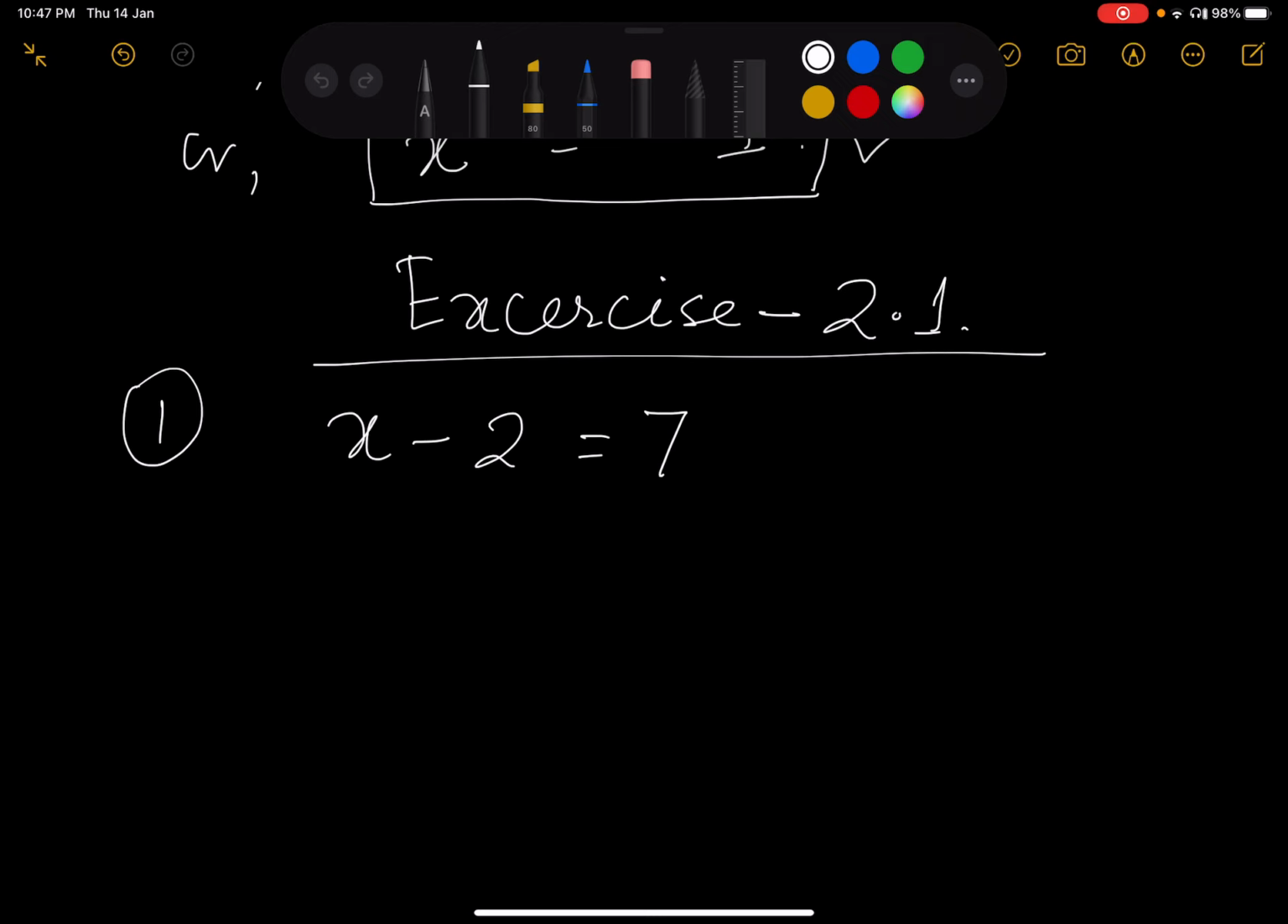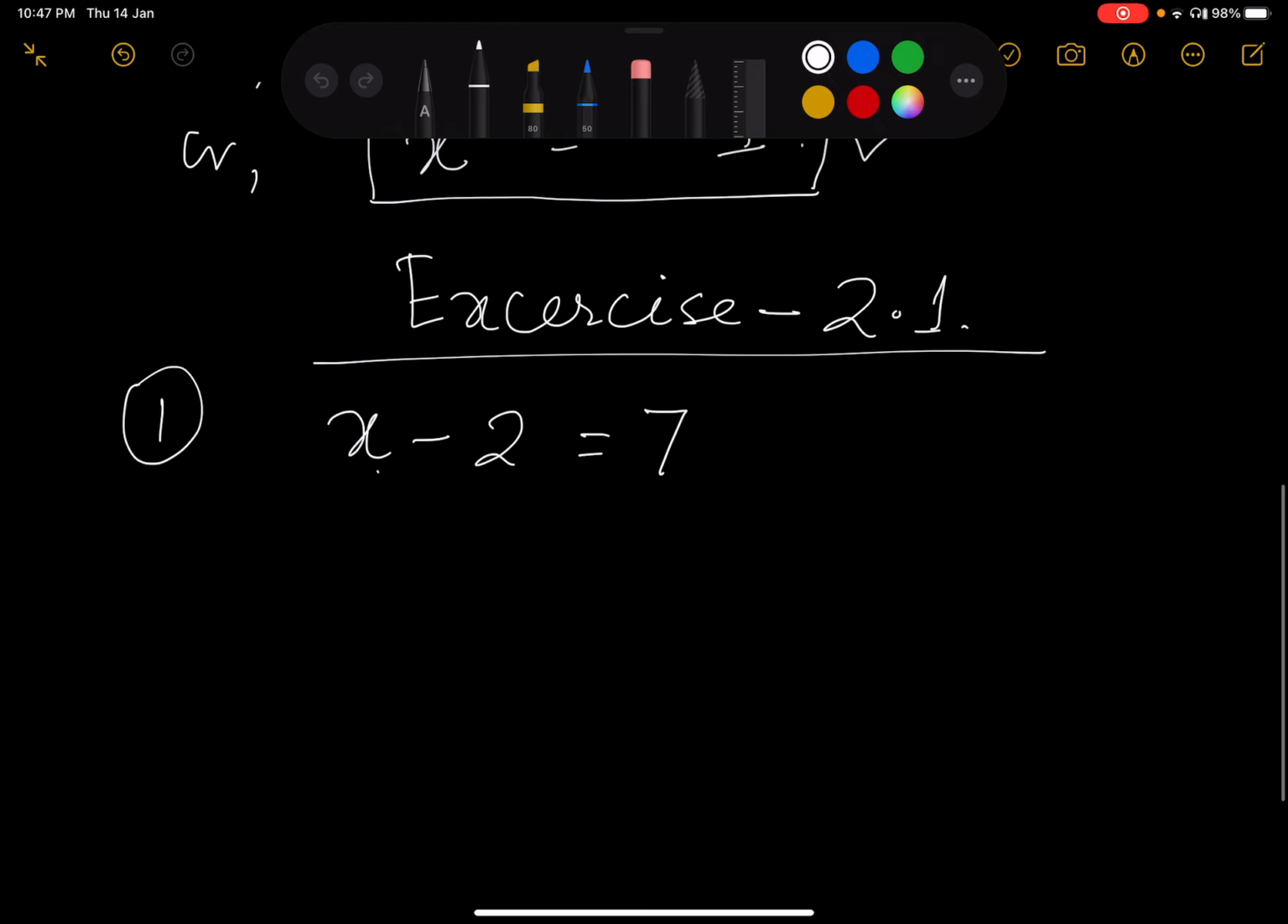You can see here the unknown number, the variable, is x, the number is minus 2, and on the right hand side it is 7. So you can write like this: the left hand side is x minus 2, to understand better, and the right hand side is plus 7.